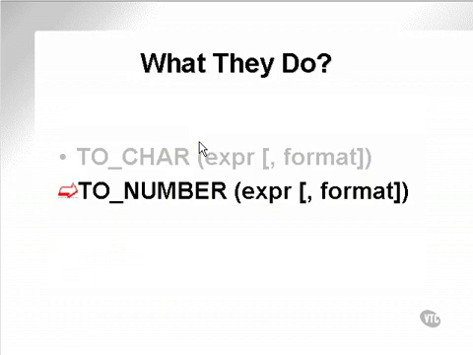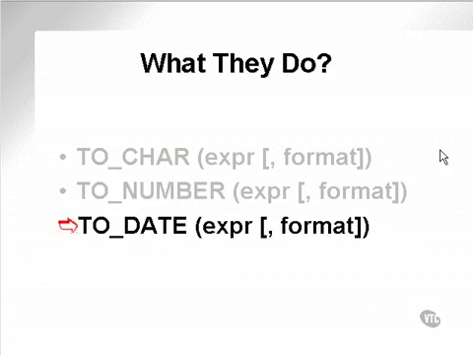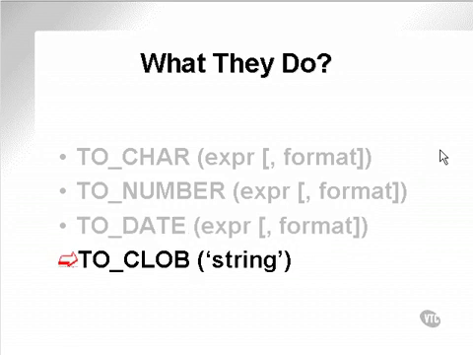toNumber. toNumber simply takes an expression and converts it to a number. toDate. Again, an expression converted to a date applying a specific format. toClob simply takes a string and puts it into a binary text object. Now let's go and look at some examples.